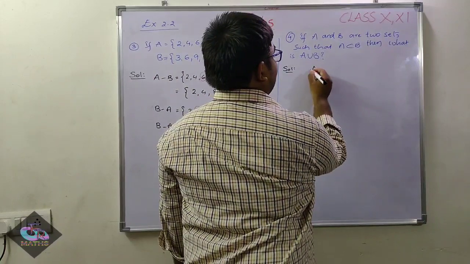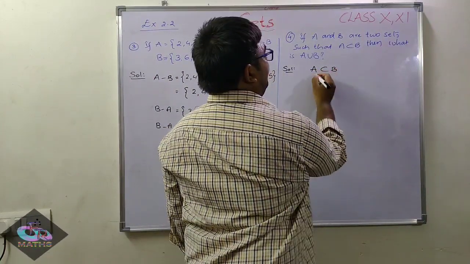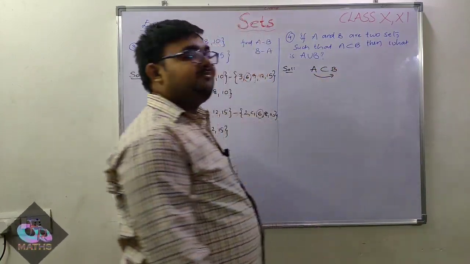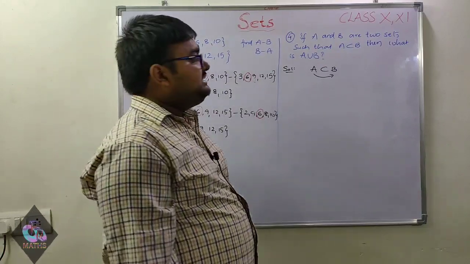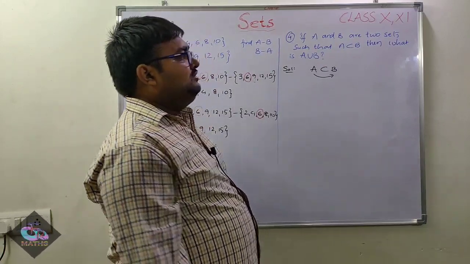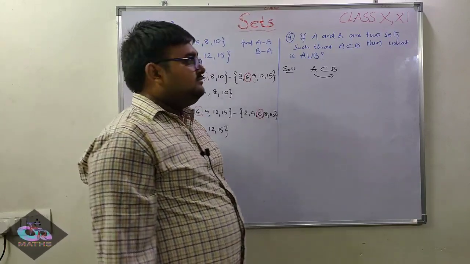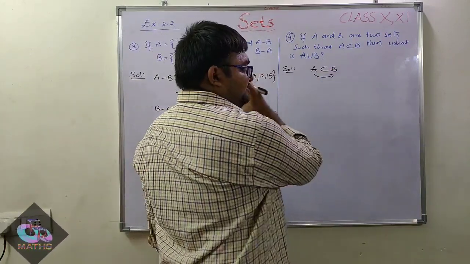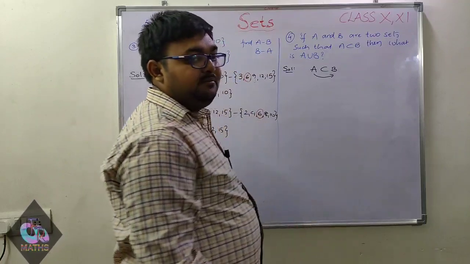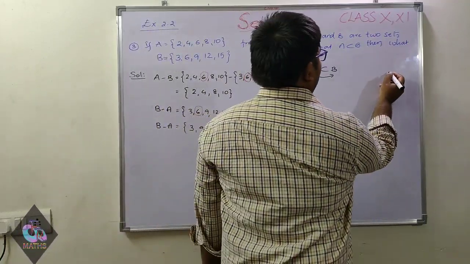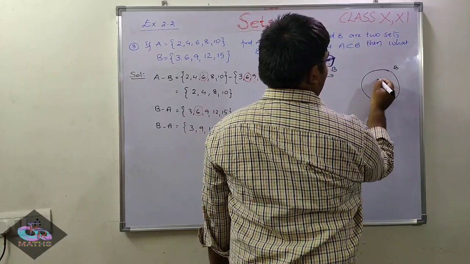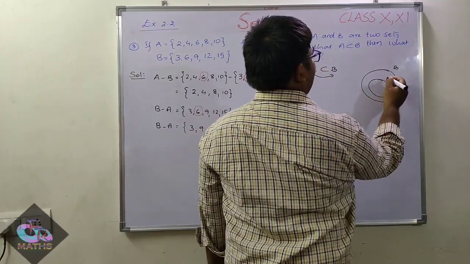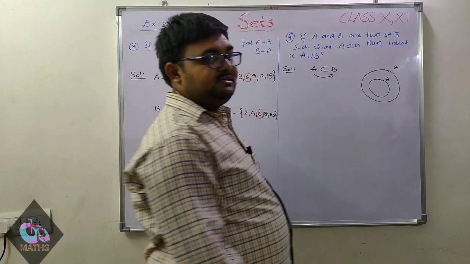A is a subset of B means all the elements of A are present in B. Then what is the value of A union B? A subset of B means A is completely present inside B. So if you take the Venn diagram, this is set B, and all the elements of set A are present in set B.